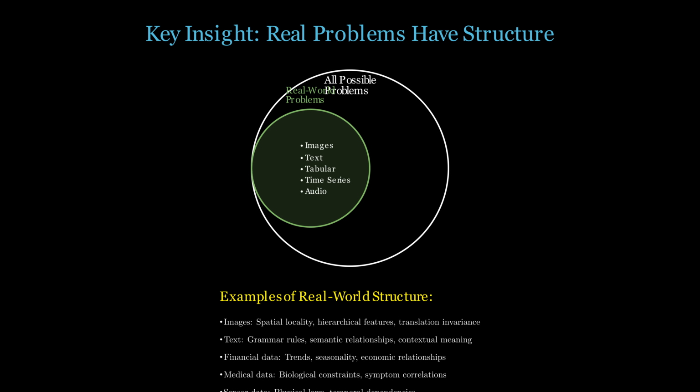Images have spatial locality and hierarchical features. Text follows grammar and semantic rules. Financial data shows trends and seasonality. Medical data reflects biological constraints. Sensor data follows physical laws. This structure is why some algorithms consistently outperform others in specific domains.